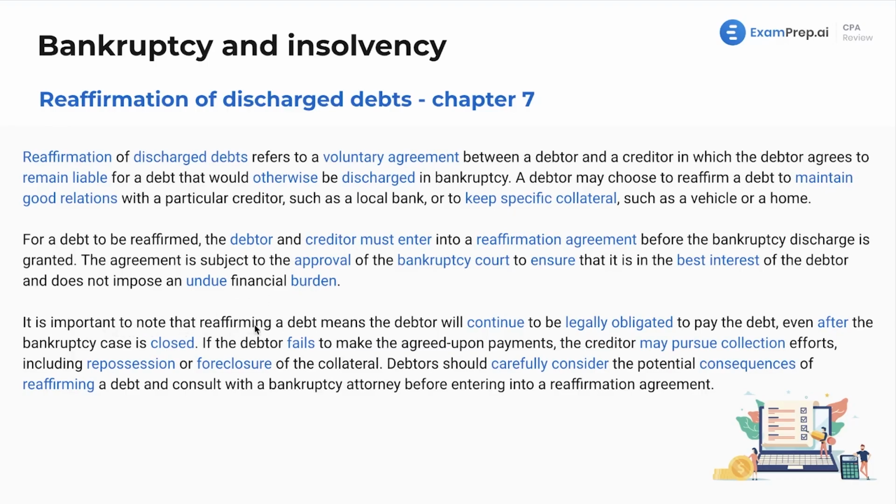Now, it's important to note that reaffirming a debt means the debtor will continue to be legally obligated to pay the debt even after the bankruptcy case is closed. If the debtor fails to make the agreed upon payments, the creditor may pursue collection efforts, including repossession or foreclosure of the collateral. So maybe this is not a good idea. Again, it totally depends on your personal situation, or hopefully not you. I hope you never have to go through this. But the individual's or entity's situation, debtors should carefully consider the potential consequences of reaffirming a debt and consult with a bankruptcy attorney. Basically, yeah, just think about it. Does it make sense to do this? Maybe it does, maybe it does not.